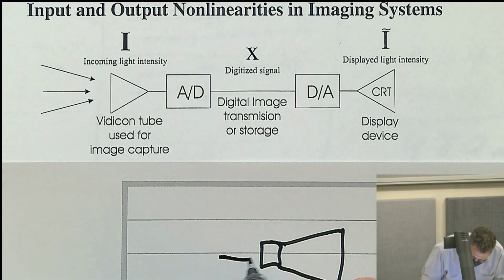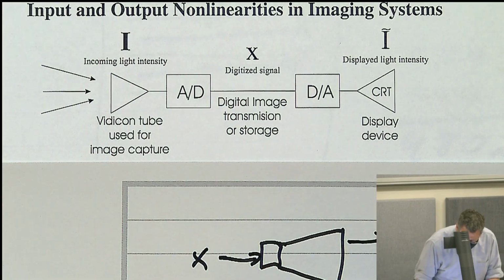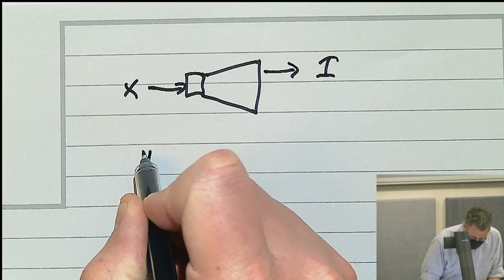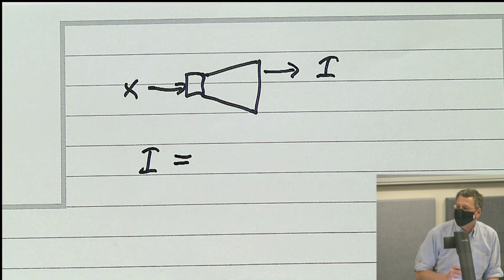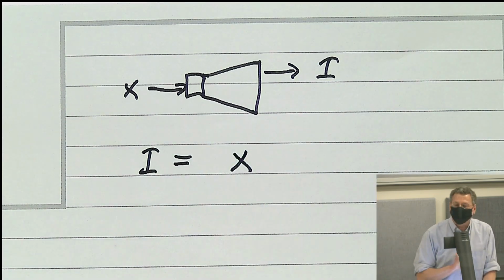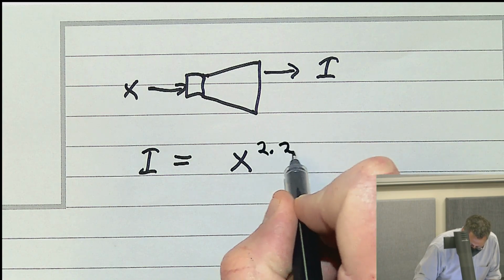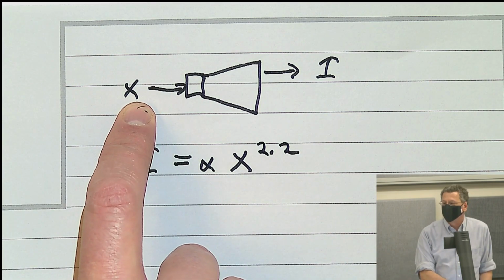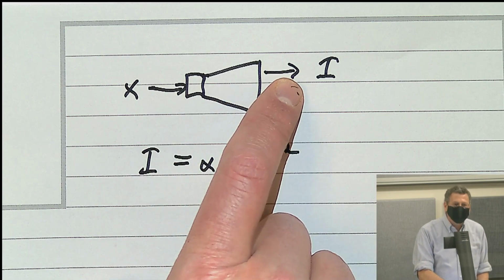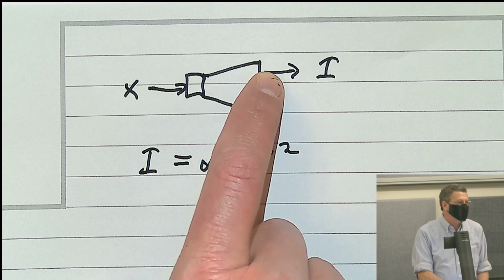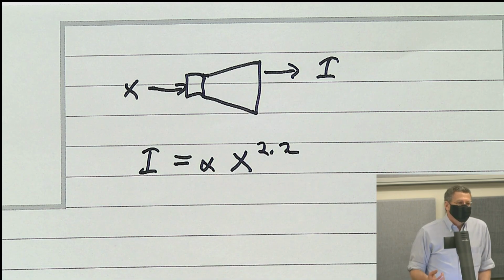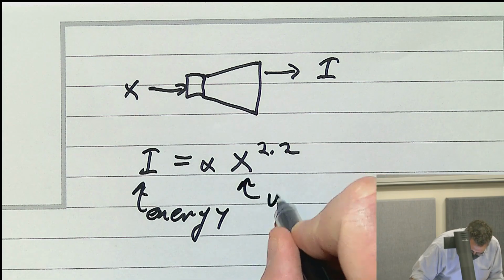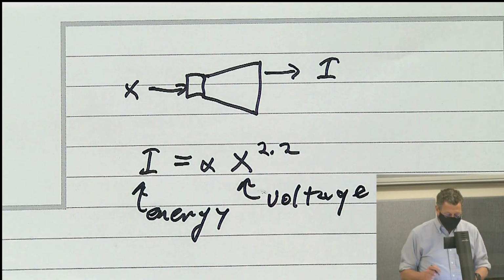Okay, so the input here is X, but the actual light that comes out is I. The interesting thing is that you might think I would be proportional to X, but it's not. It's proportional to X to some power, and the power is around 2.2. I like to think of it this way: X is the voltage of the incoming signal, and the energy of the light that's sent out is proportional to the voltage squared. It kind of makes sense, right? So the energy is approximately equal to the voltage squared.